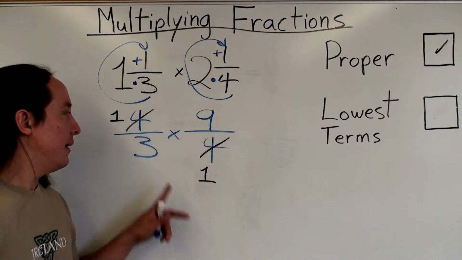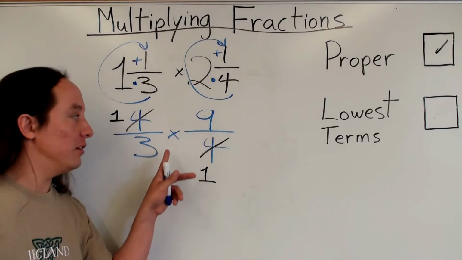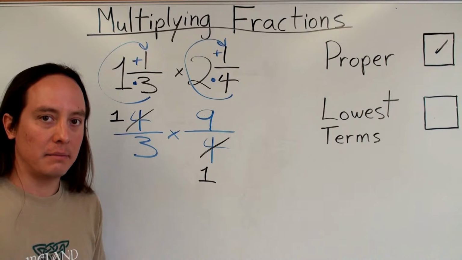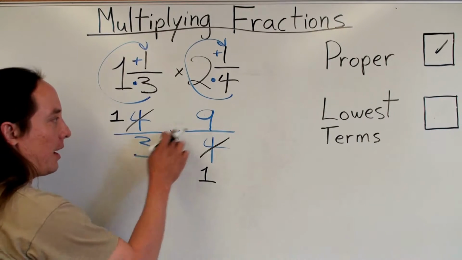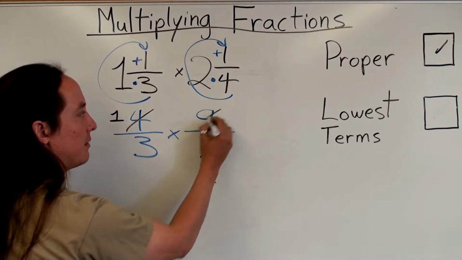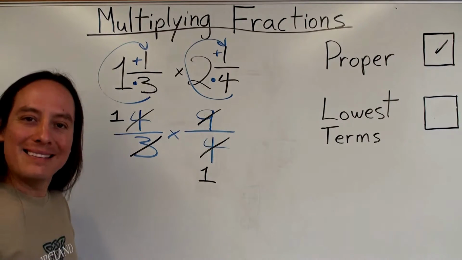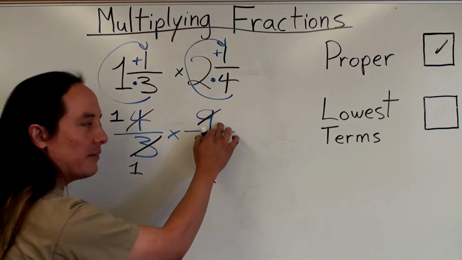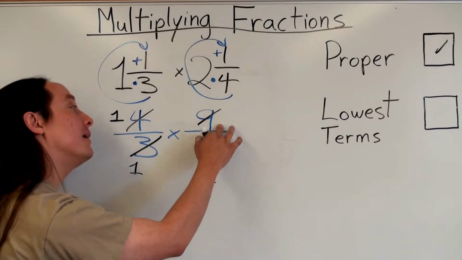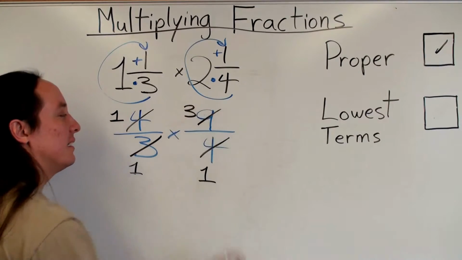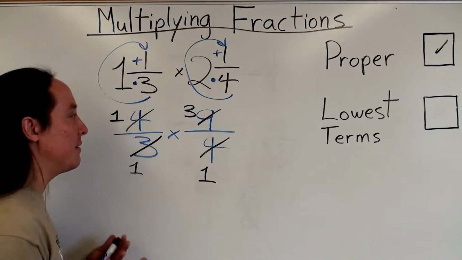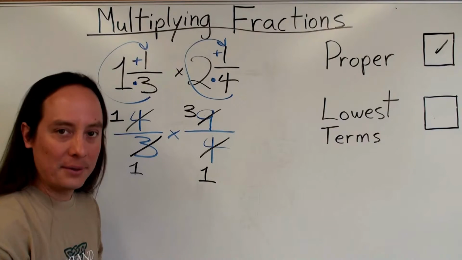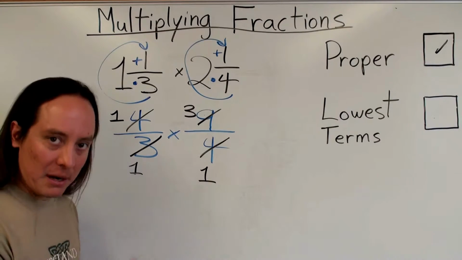But this example has another cancellation that we can actually do. 3 and 9 can both be divided by what? By 3. So let's cancel these two and divide both of them by the same 3. 3 divided by 3 is 1, and 9 divided by 3 is 3. I emphasize this a lot because I have students who want to divide this one by 3 and divide this one by 9. Don't do that. You've got to divide both by the same number.